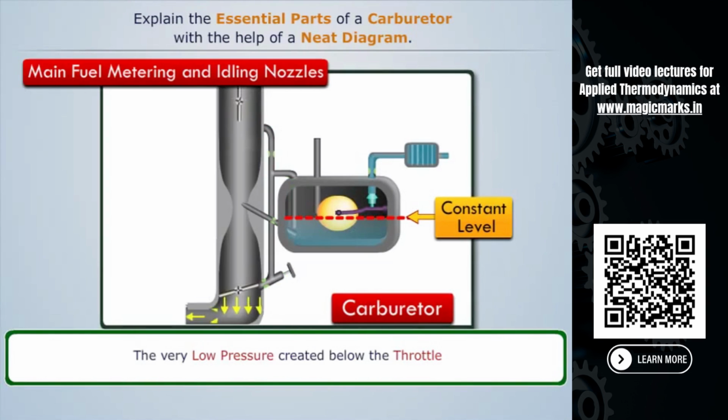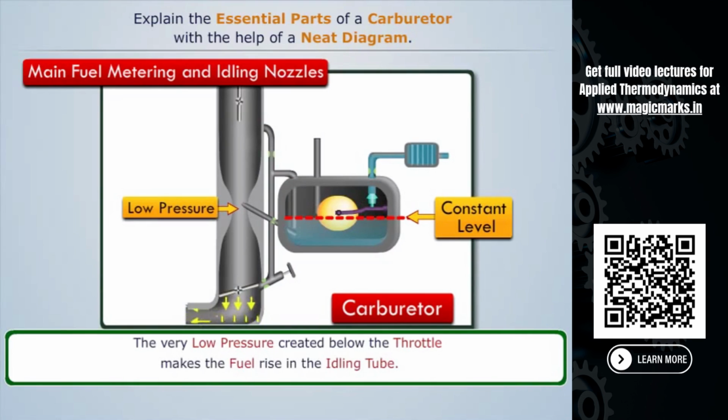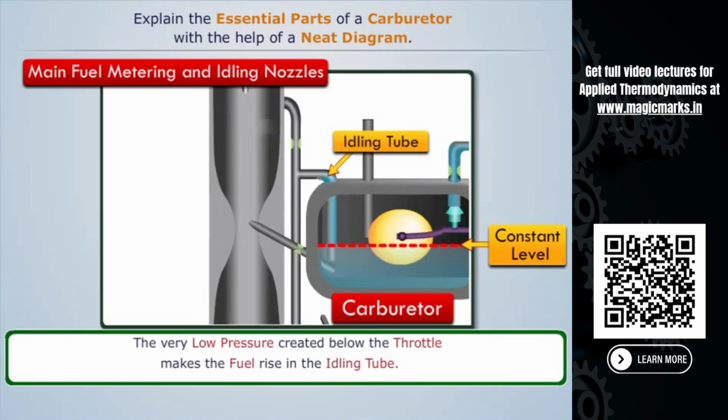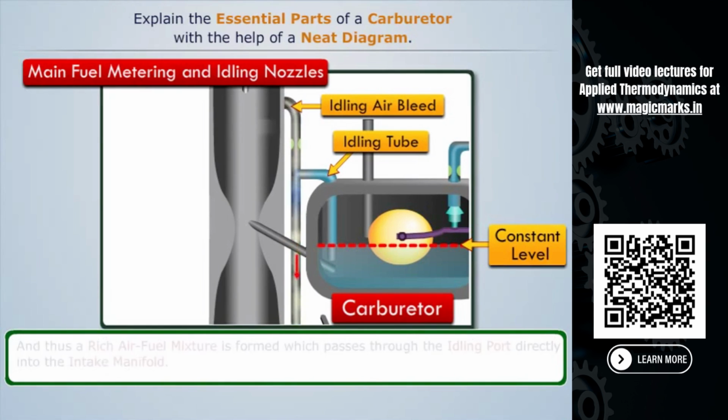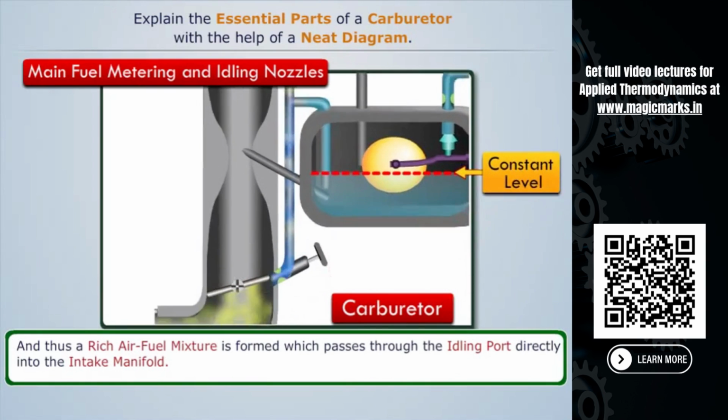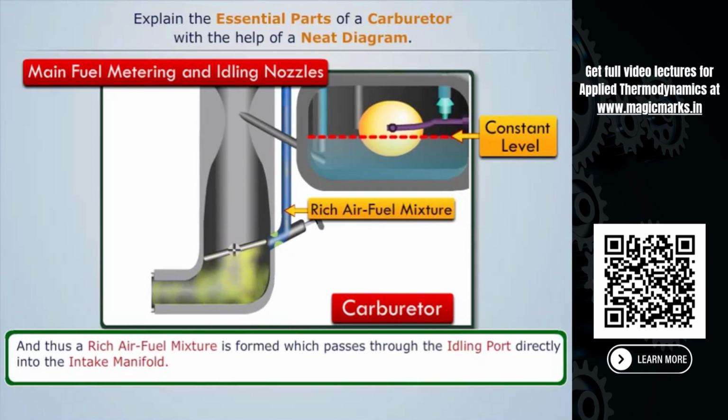The very low pressure created below the throttle makes the fuel rise in the idling tube. Also, some air is drawn through the idling air bleed due to this suction effect, and thus a rich air-fuel mixture is formed, which passes through the idling port directly into the intake manifold.